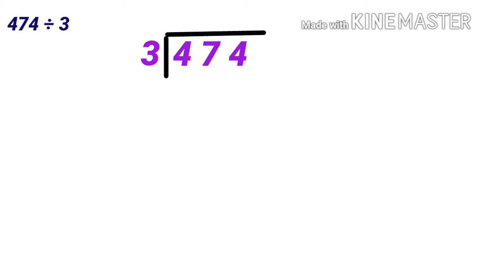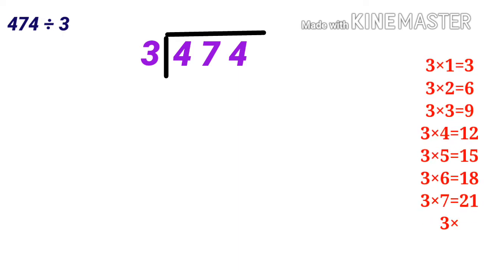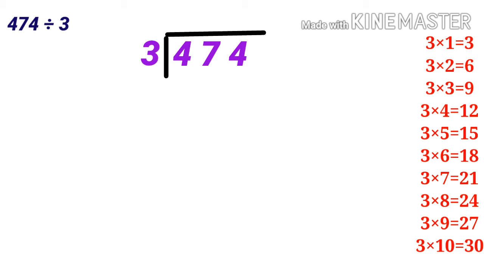Now, to start the division, I have to recall the multiplication table of 3. The first digit of the dividend is 4 and 4 is greater than 3. So, I'll check how many 3's go in 4. 1, right? So, I'll write 1 above. And I have 3 into 1 equal to 3. So, I'll write 3 below 4. I will subtract the 3 from 4. So, I get 1. I will write this 1 below.